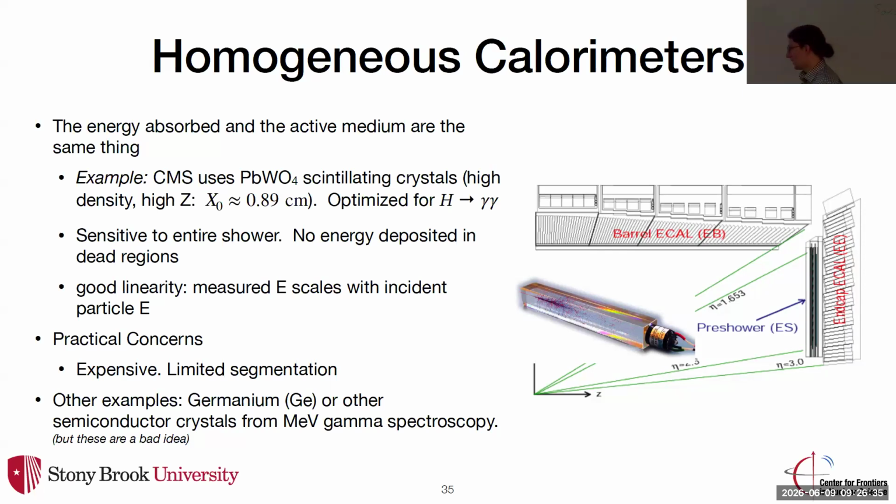But you can't subdivide these crystals up forever, or you basically turn them back into a sampling calorimeter, and they're expensive. Other examples, there's other crystals that do this. Germanium is something you might have seen in an undergrad lab, but it would be a terrible thing to use here for a number of reasons. And if you're curious, you can ask me later.